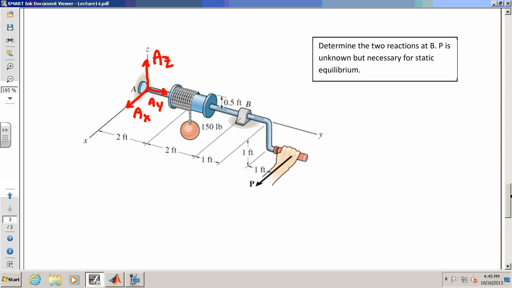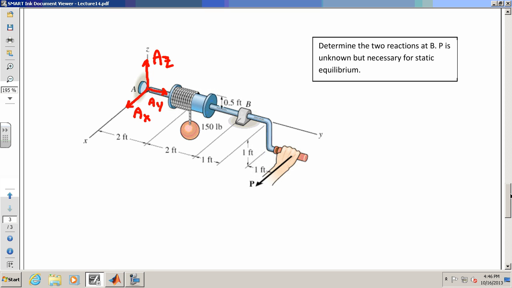Now what else is touching ground with this thing? Obviously at point B is also touching ground. You have a bearing. In this case, the bearing is what's a little bit different about this problem. Normally, and this kind of violates the principles here, but this is engineering, sometimes we make assumptions. Normally you look back at your charts for bearings, and you'll see two force reactions and two moment reactions. But it says here, determine the two reactions at B.